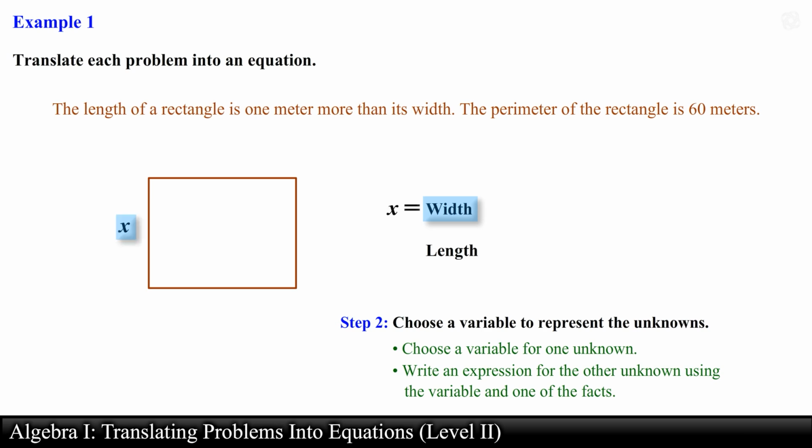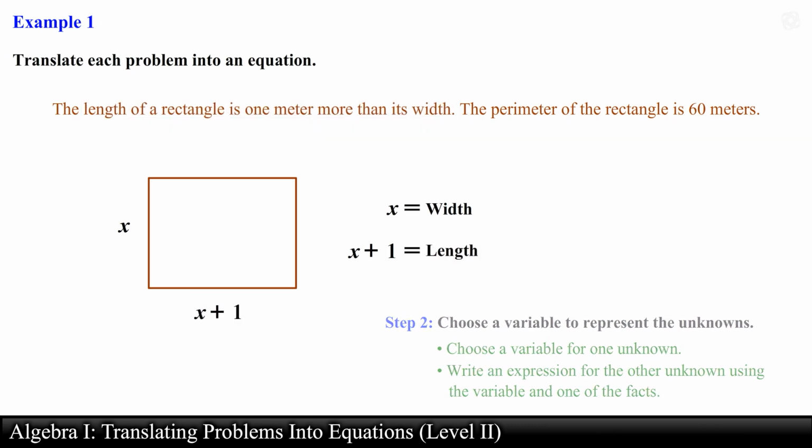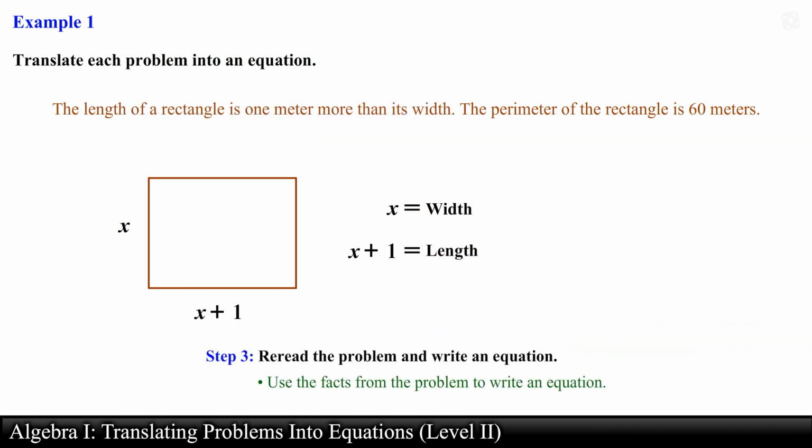So let's assign the letter x to it. Now that the width is represented by the variable x, the length of this rectangle would be denoted as the quantity x plus 1, since the length is 1 meter more than the width. Having assigned variables to both unknown quantities, we are ready to translate the word problem into an equation.